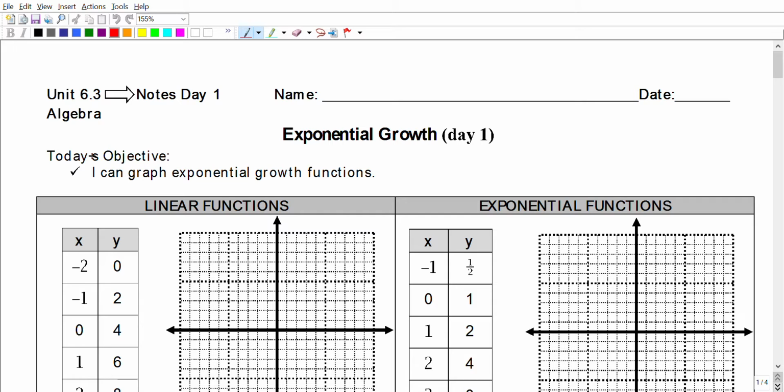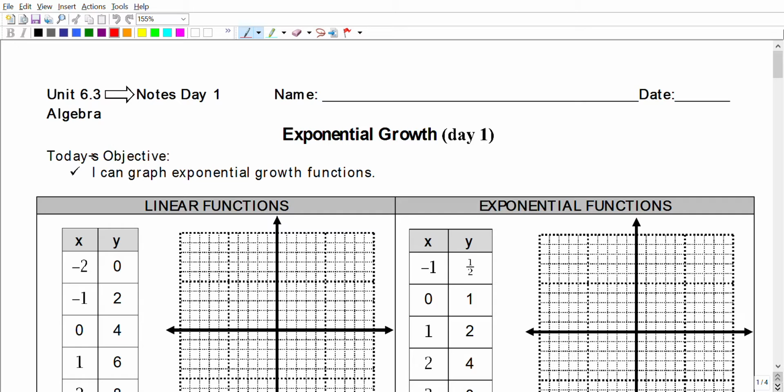This time we will be looking at exponential equations, and in particular we're going to be looking at what's called exponential growth. Alright, so why don't we go ahead and get started? So that'll be our objective for today: to be able to graph exponential functions.